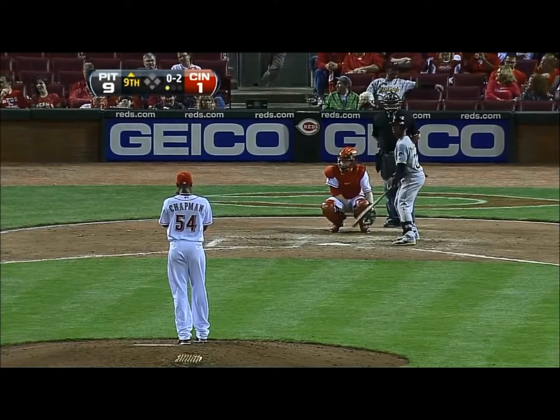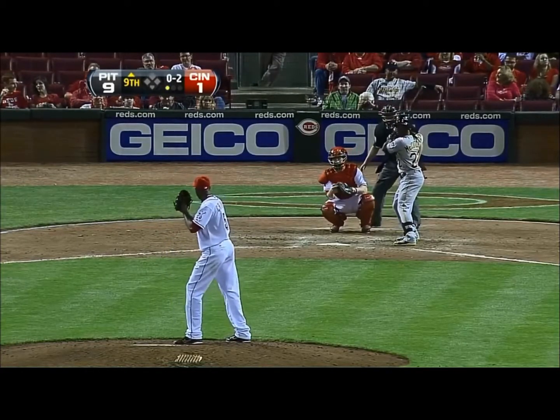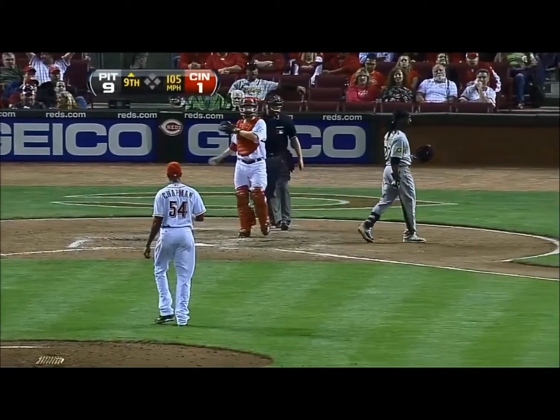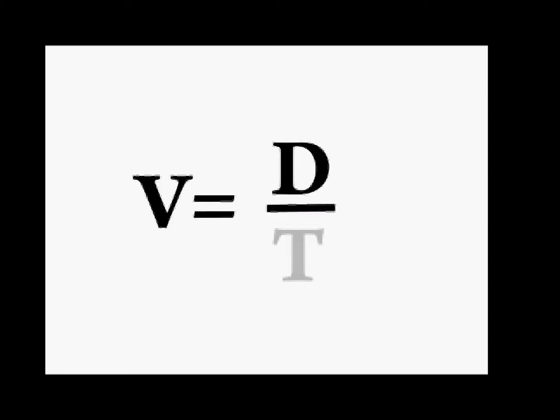The good time for a pitching motion is 1.3 seconds. An average Major League pitcher throws at 90.9 miles per hour at a 60-foot, 6-inch mound. To find time, we must take the velocity equation v equals d divided by t, or velocity equals distance divided by time. If we tweak the equation a bit, we can see that time equals distance divided by velocity.